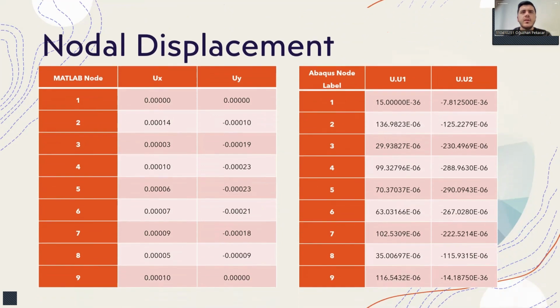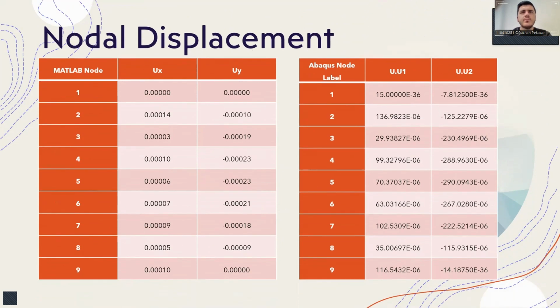Now I will talk about the nodal displacement in MATLAB and Abaqus. Both solvers show similar trends, with node 4 exhibiting the highest displacement in the y direction. MATLAB results are rounded to 5 decimal places, while Abaqus uses scientific notation for higher precision. Also, accuracy: despite the slight differences, the results align well. Validation: MATLAB shows reliability for displacement calculation in the 2D truss problem.